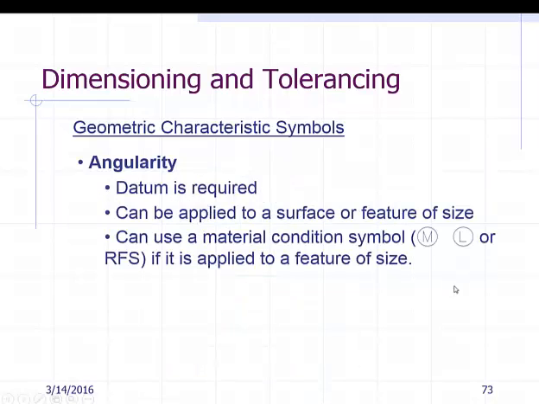So to recap a few of those things, you have to have a datum. You can't just have angularity. You've got to reference it to some datum. Can be to a surface or a feature of size. And it can use a material condition. So it can be MMC or LMC or regardless of feature size.